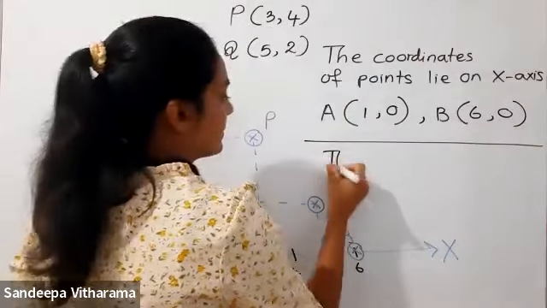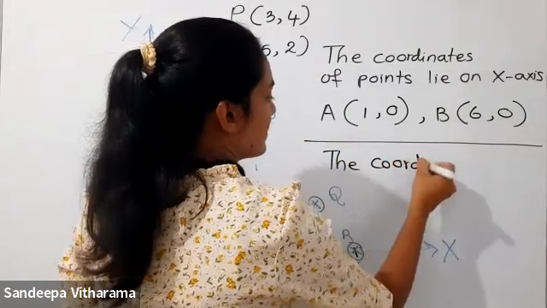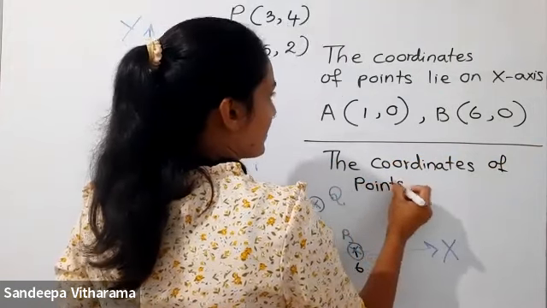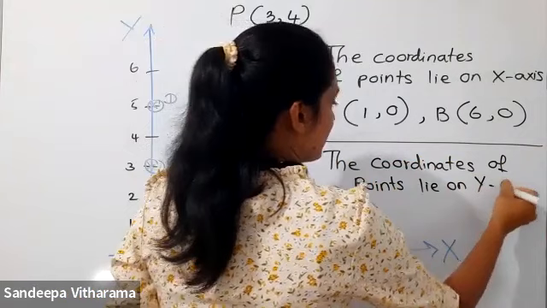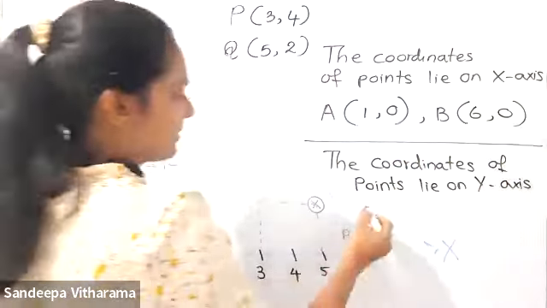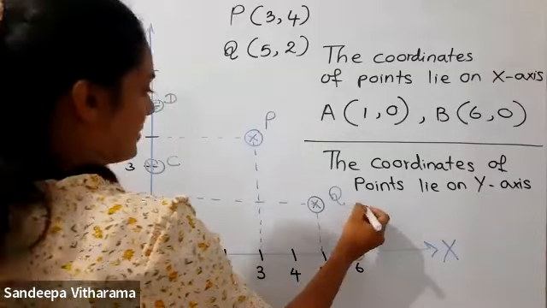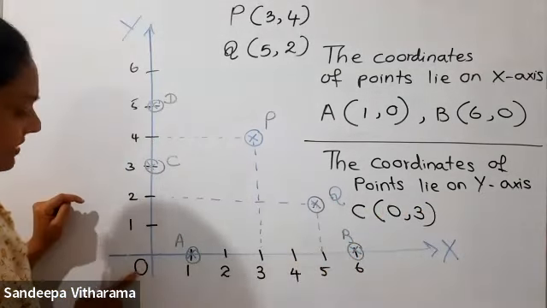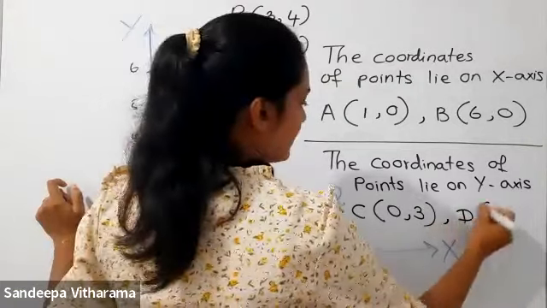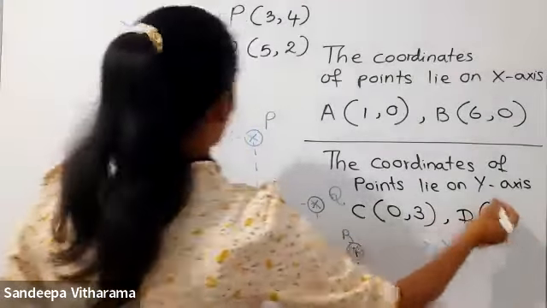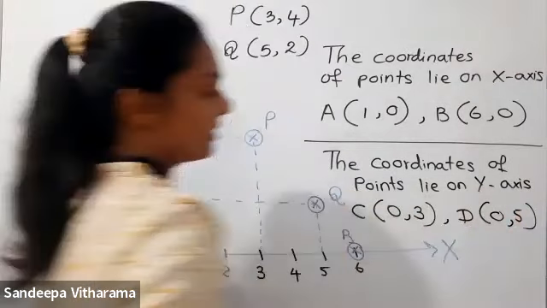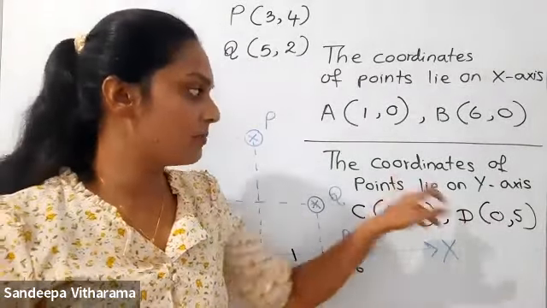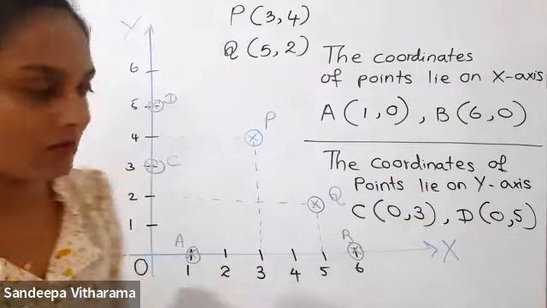Next, the coordinates of points which lie on the y-axis. C is (0, 3), because the x-coordinate is 0 and the y-coordinate is 3. D: the x-coordinate is 0 and the y-coordinate is 5. Here also there is a special thing. When we write the coordinates of the points on the y-axis, the x-coordinate is 0.